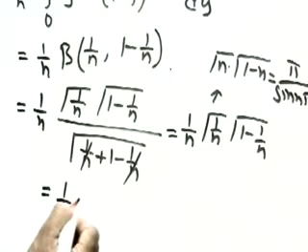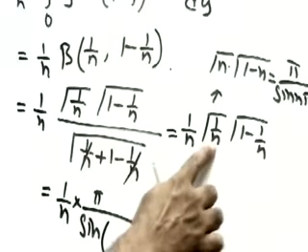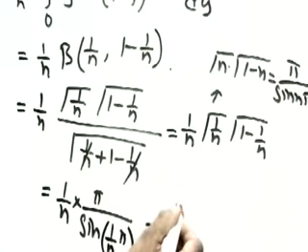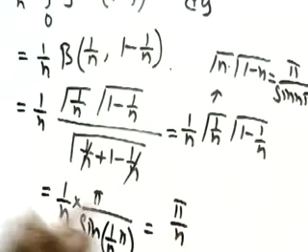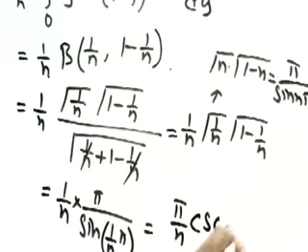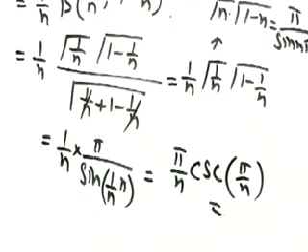So let me change this one. Equals 1 by n into pi by sine n pi. In place of n, we are having 1 by n, so sine of pi by n. The last step, we can write like this: pi by n. If you bring this sine to the numerator, it will become cosec. Cosec pi by n. So we have done a few questions based on the beta function.